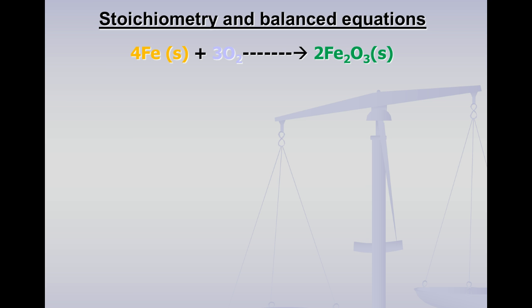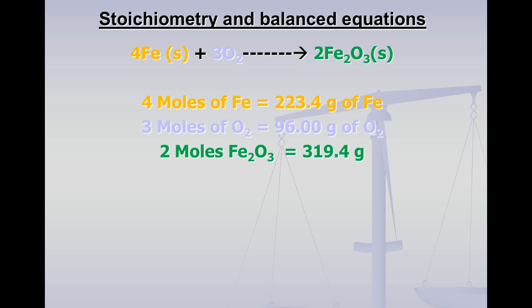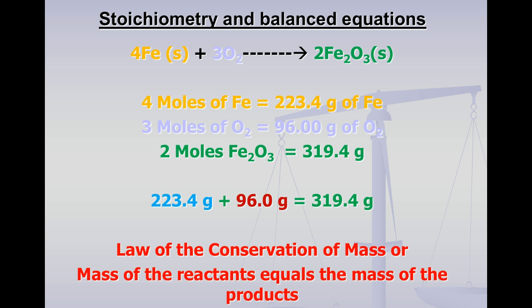But if you add up the formula masses of each substance and added up the mass of the reactants and products, you would see that the masses on both sides of the equation are the same. So let's take a look at that. 4 irons would be equal to 223.4 grams. Okay, and where do we get that from? The mass of iron on the periodic table times the coefficient of 4 gives us that number. 3 oxygens is 96.00 grams, and 2 iron 3 oxides is 319.4. So add those up. The mass of the reactants is equal to the mass of the products, which satisfies the law of conservation of mass.